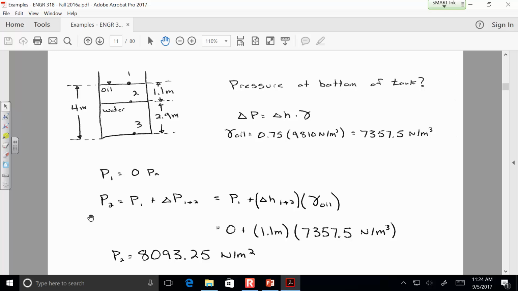And here I've labeled these locations because what I'm saying is I'm going from 1 to 2 and then from 2 to 3. So it kind of helps me to keep track of its 2 different steps. And so starting at the pressure at 1 is 0. And then I'm applying the hydrostatic equation. I'm saying the pressure at 2 is whatever the pressure was at 1 plus the change between 1 and 2.